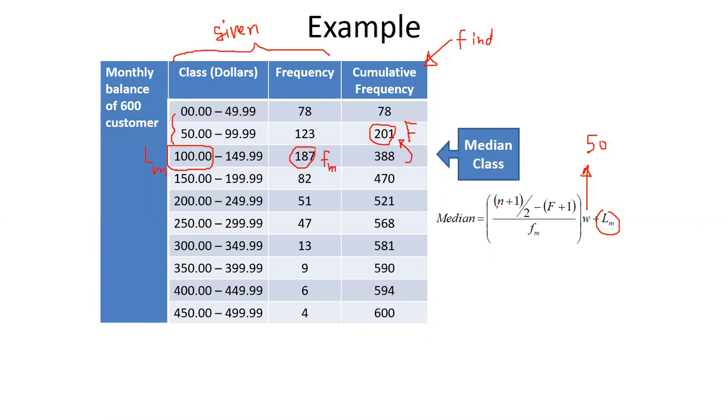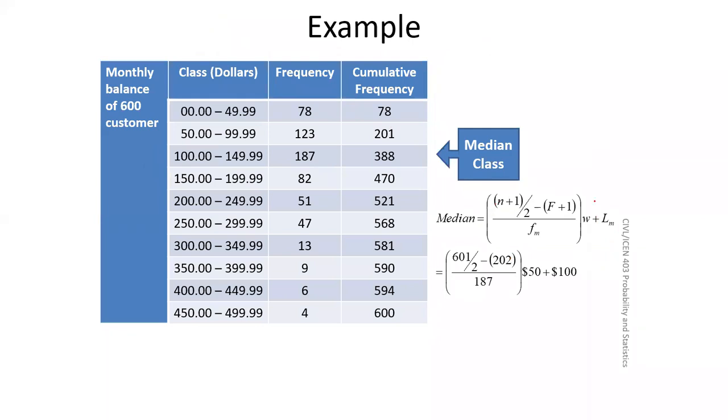Now you put N is equal to 600, F as 201, FM as 187, W is 50, and LM is 100. Okay. So now if I put all these things, you see, N is 601, F is 201 plus 1 gives you 202, FM is 187, W is 50, and LM is 100. You don't have to put this dollar sign. Don't worry about this dollar sign, because these classes are given in dollars. That's why he's writing in dollars. Don't write dollars. At the end, when you get the answer, with the answer you can write dollars.